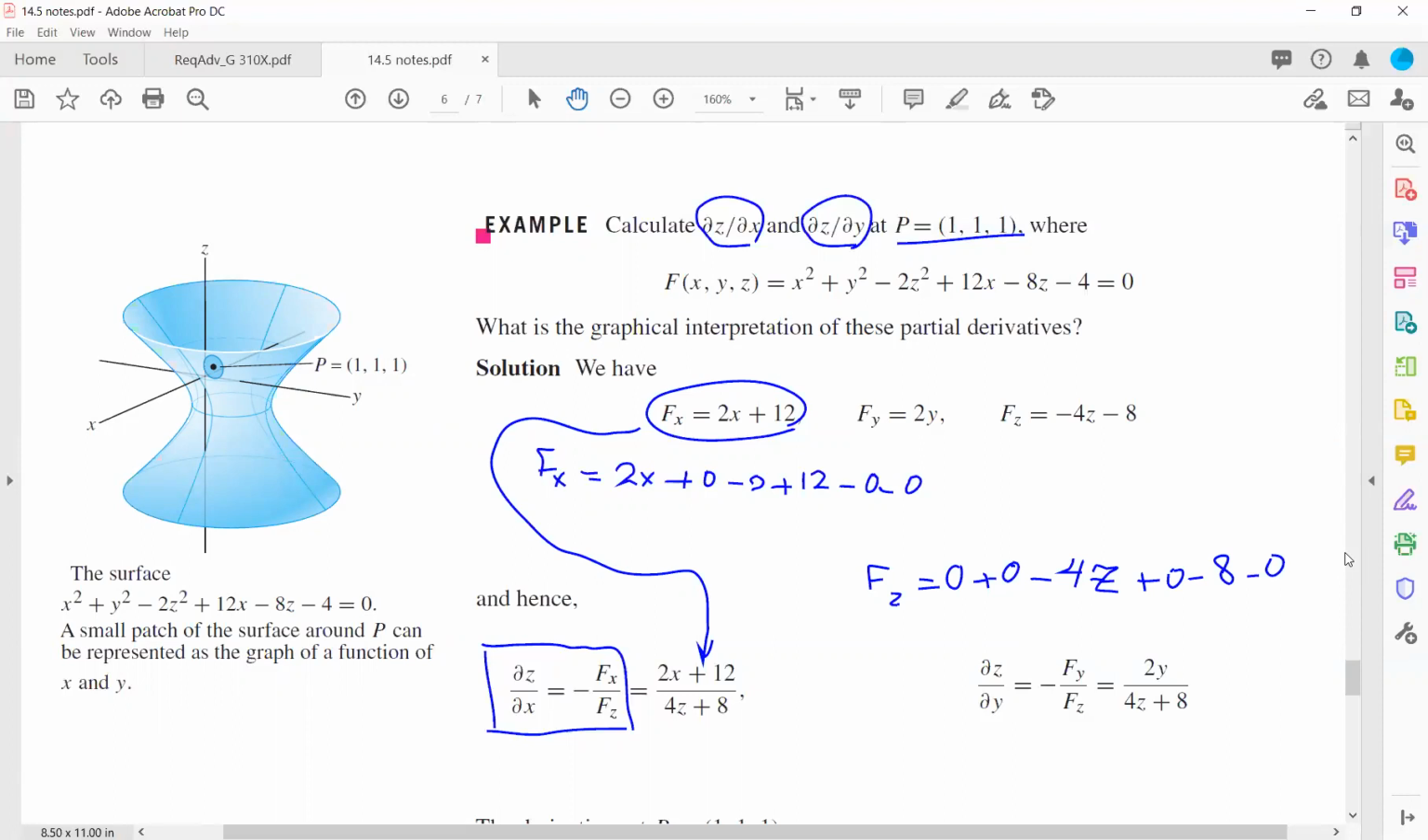This expression, negative 4z minus 8, goes on the denominator. Perfect. Since you had a negative sign, you distribute the negative sign, and you get 2x plus 12 over 4z plus 8. This is the partial derivative of z with respect to x.